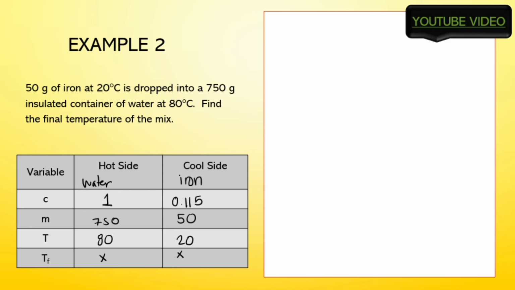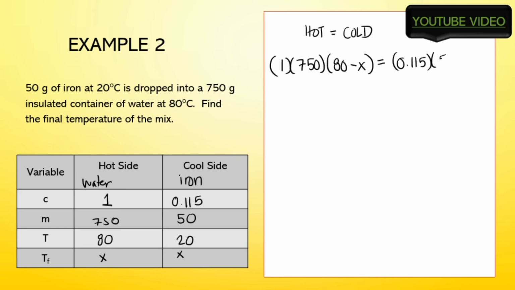Same. Hot equals cold. Put the hot stuff on the left side, the cold stuff on the right side. Okay. Water. Filling in. C, M. Original temperature minus equilibrium temperature, final temperature. And over we go to the iron. C, M. Equilibrium temperature minus the original temperature.